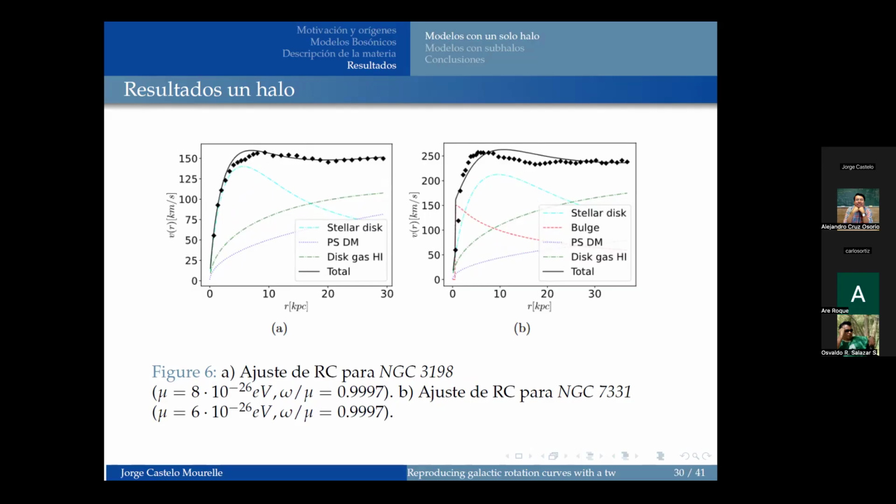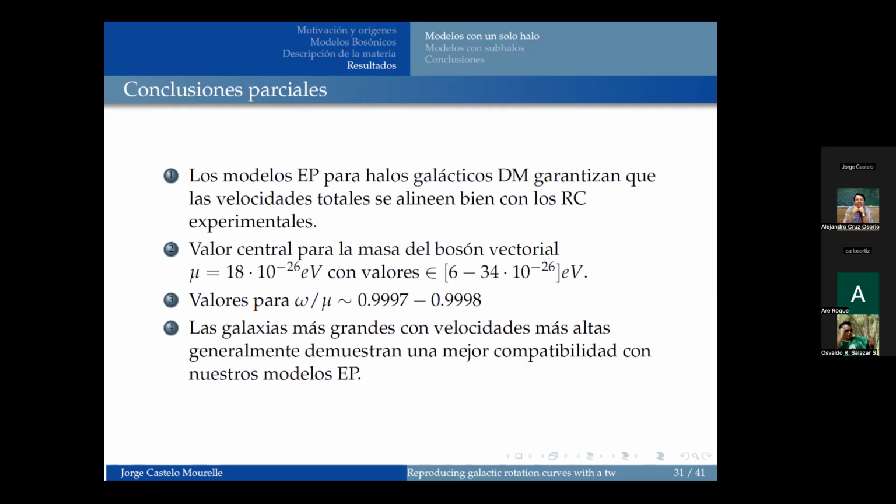But the point is that if we check again the masses of the boson and the field frequency, we will see that we have a very small range for the boson mass and the field frequencies. We conclude this part by saying that the mass of the boson should be something between 6 and 34 times 10 to the minus 26 eV, and the field frequency has to be between these values. And with that, we can fit a lot of different galaxies in a very good way.